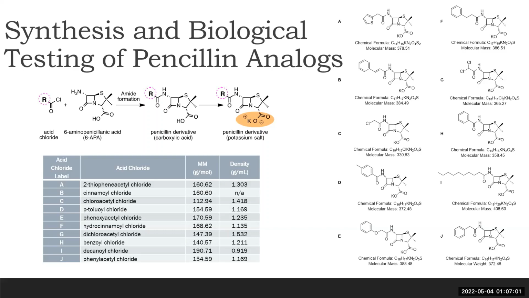And we're going to use both a gram-positive and a gram-negative bacteria to see if it's effective against one or the other or both. And then the idea is to hopefully eventually do what's called a structure-activity relationship. And we'll get into that in just a little bit.